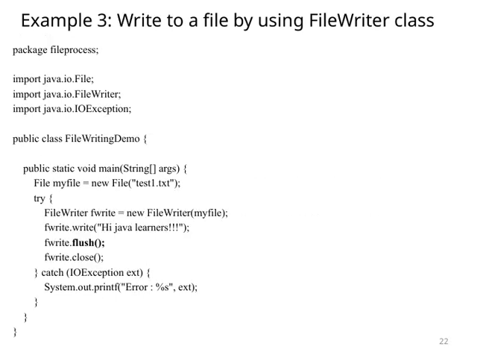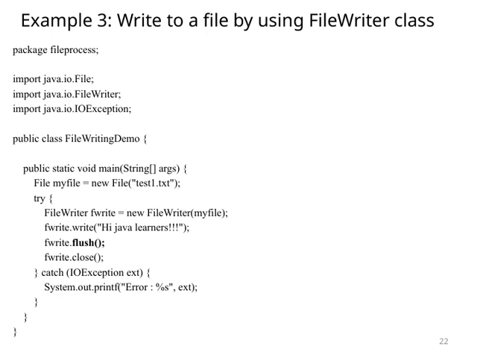In this example, we're demonstrating how to write to a file using the FileWriter class. First, we create a File object named myfile, which points to a file called test1.txt. Then, inside the try block, we instantiate a FileWriter object called fwrite, passing in our file object. This sets up the connection to write data into that file.